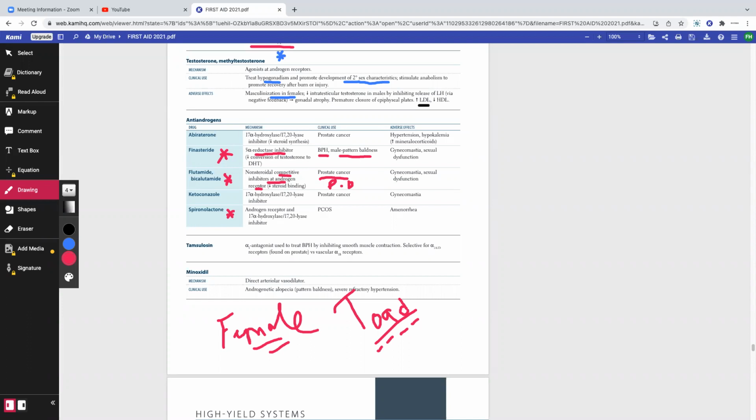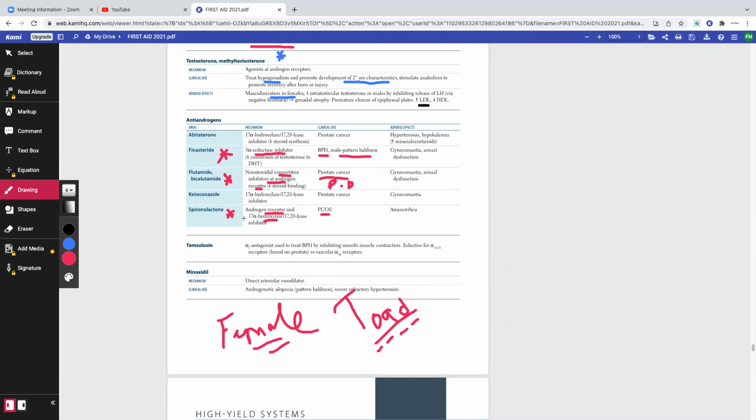Next one is spironolactone. How many of us know what spironolactone is? Spironolactone is a diuretic, yes or no? The answer is yes. Spironolactone is an androgen receptor antagonist and a 17 alpha hydroxylase inhibitor. So if you block 17 alpha hydroxylase, can you get androgens? The answer is no. That's how it works, as simple as that. So we give it for PCOS.